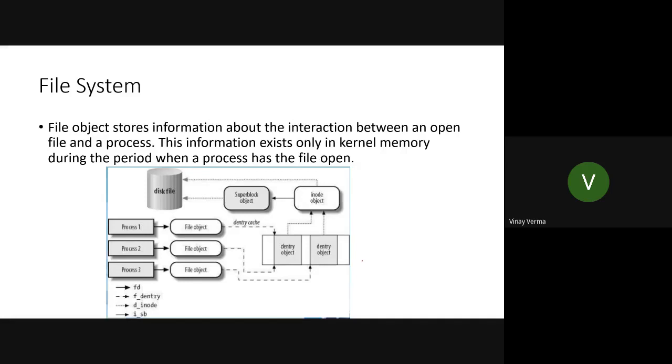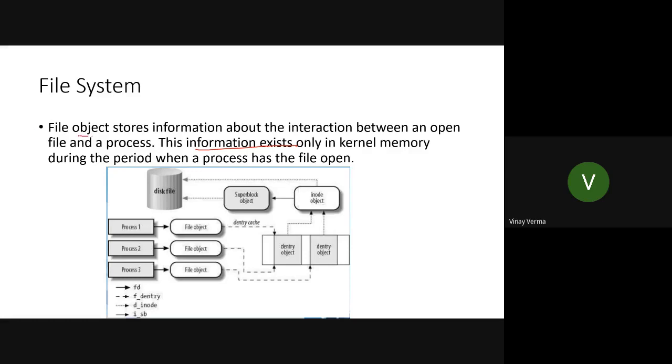Okay, so that is just a file system that we don't need to study much. It's just because the information exists in kernel memory only, during the period when a process has the file open. So when we open a text file, when we open a music file, the information goes into the kernel memory, and when we close the file, it automatically gets closed.